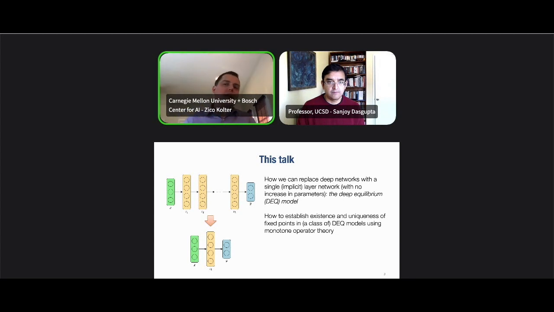And then I'll talk about how we can use tools from what's called monotone operator theory, which is a theory underlying a lot of convex optimization, for example, to actually address some of these problems and come up with new classes of these equilibrium models that have very nice properties and which offer a direction forward for pursuing these things. So that's going to be the rough outline.